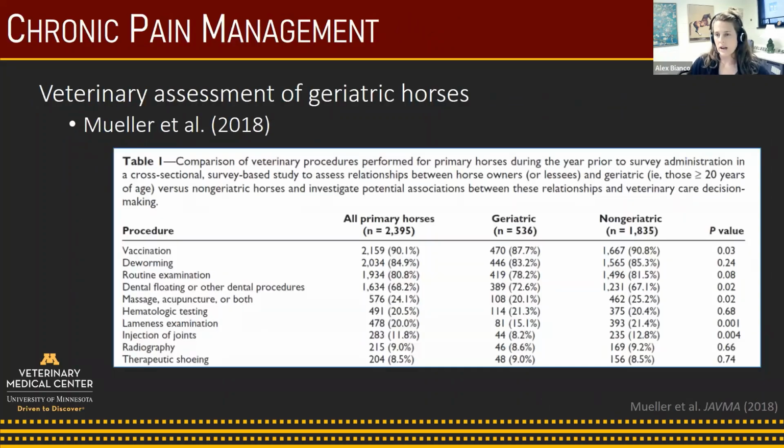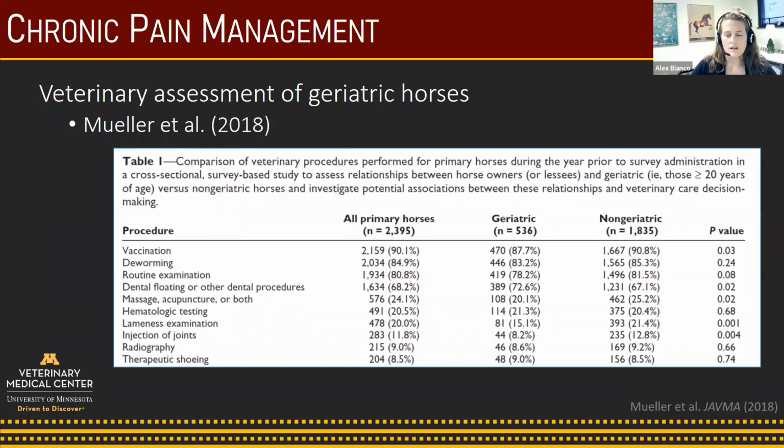There was an interesting paper recently in 2018, and it's again another survey of horse owners, and they had a lot of horses in this study. They were comparing geriatric, or 20 plus, with non-geriatric horses, and this table just shows what veterinary procedures were performed on those horses in the previous year.